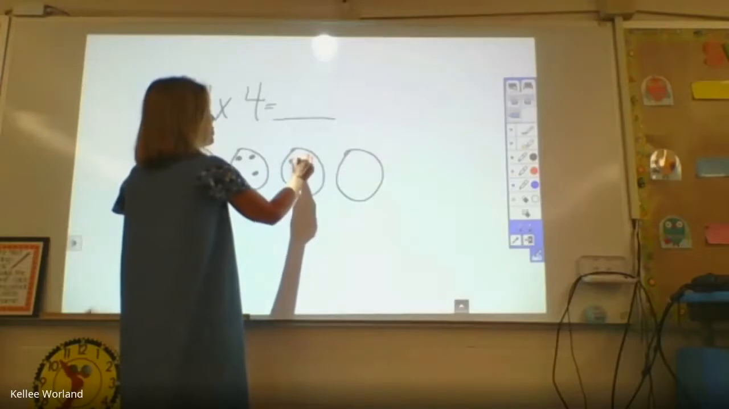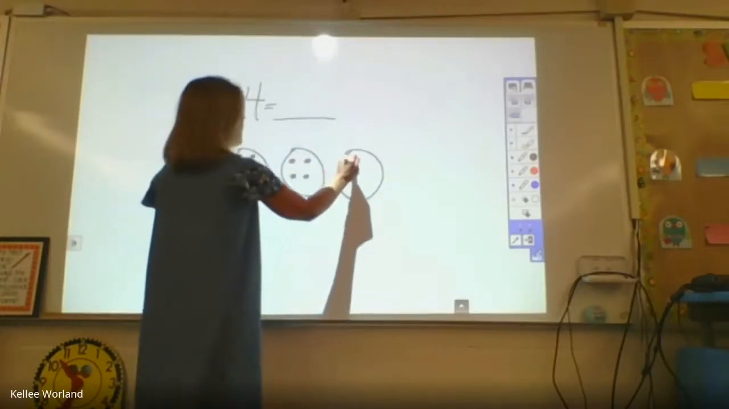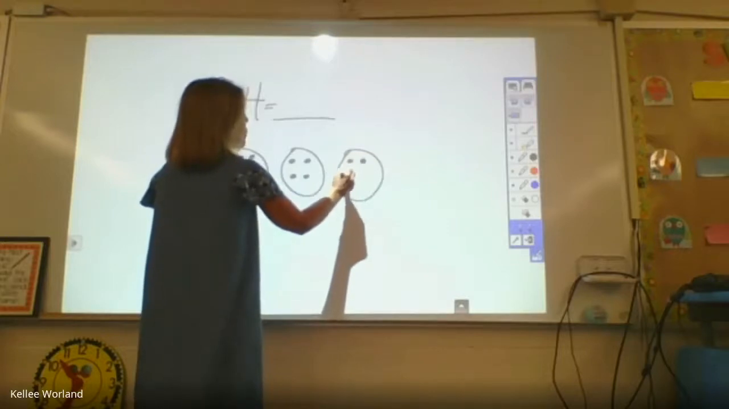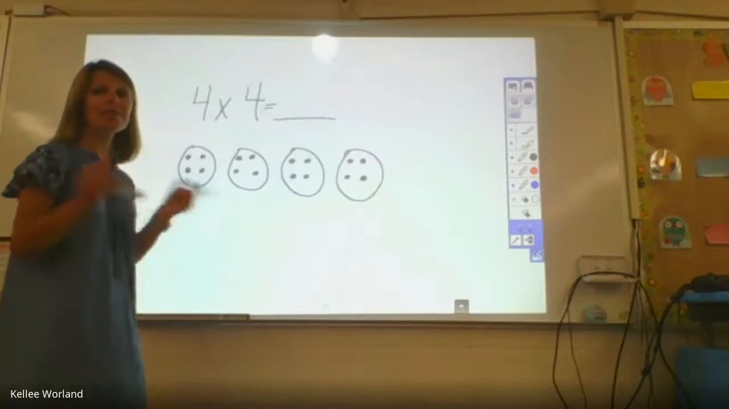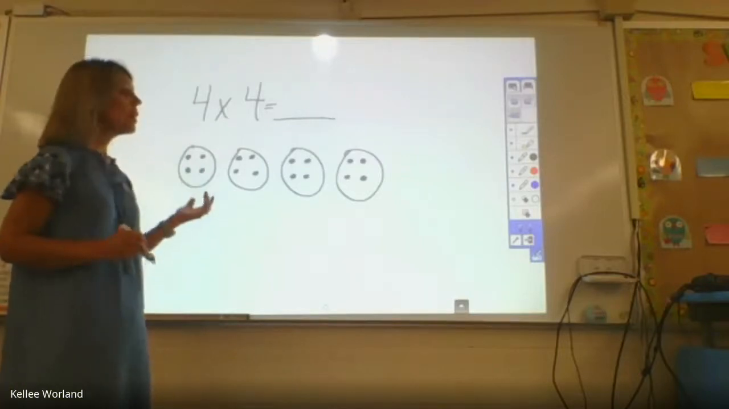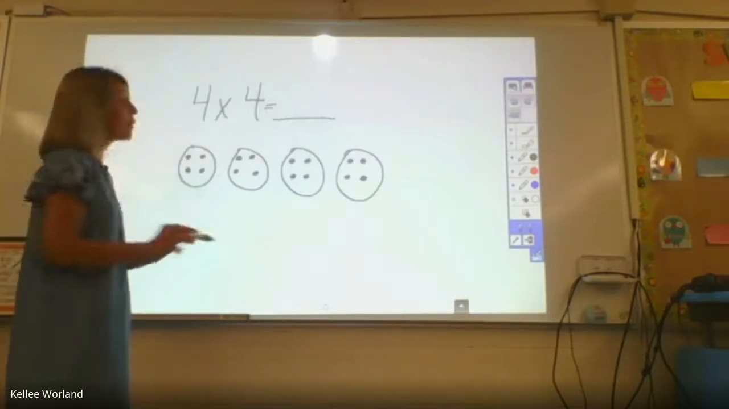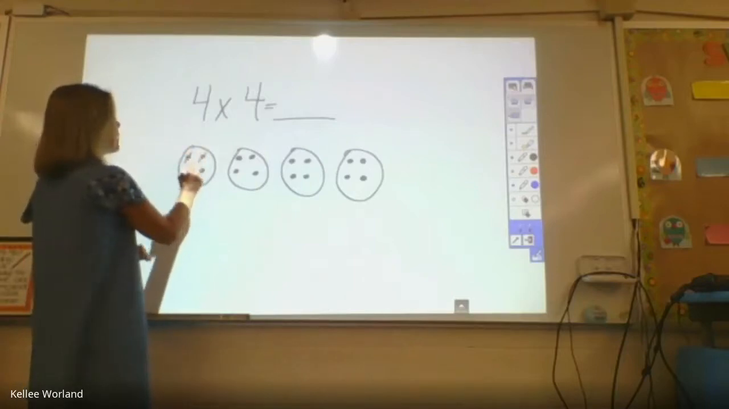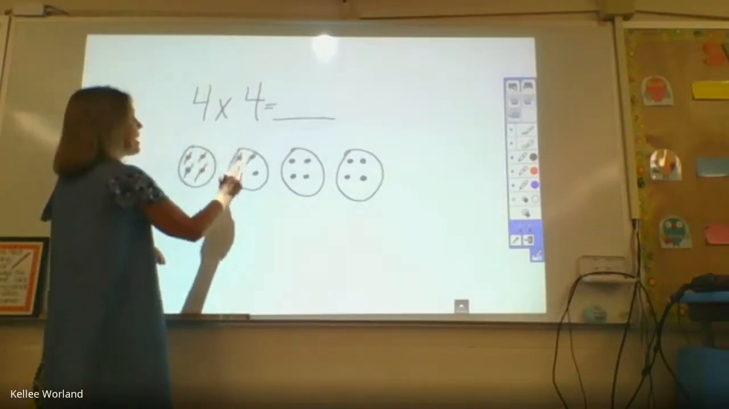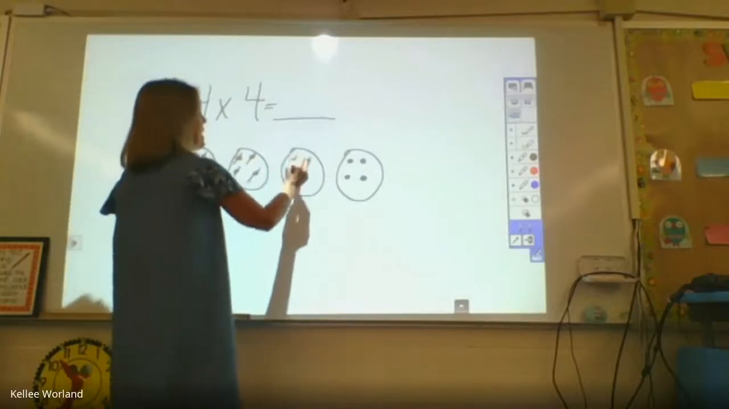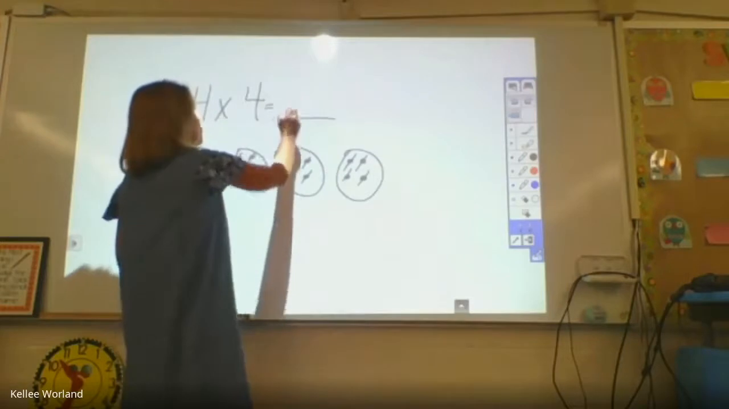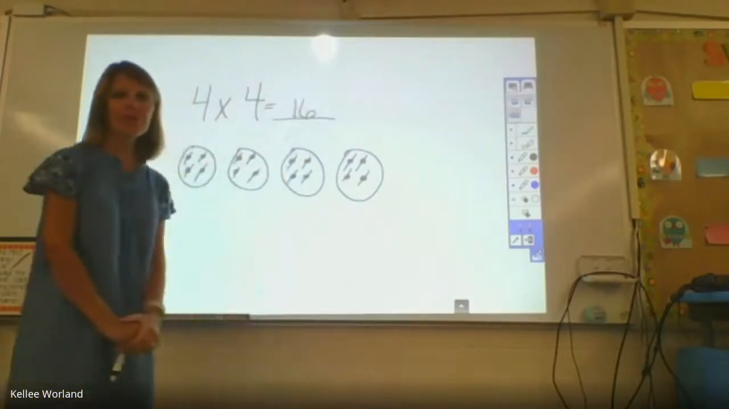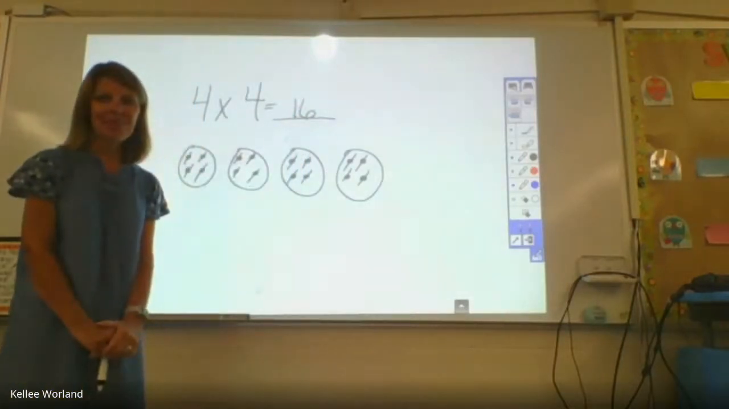When we count, dots that are too close together, not going to end well for us. Kind of reminds me of a chocolate chip cookie. Okay, well, let's get back on track here. Oh, I need to count. Okay, thanks for reminding me. 1, 2, 3, 4, 5, 6, 7, 8, 9, 10, 11, 12, 13, 14, 15, 16. 4 times 4 is 16.